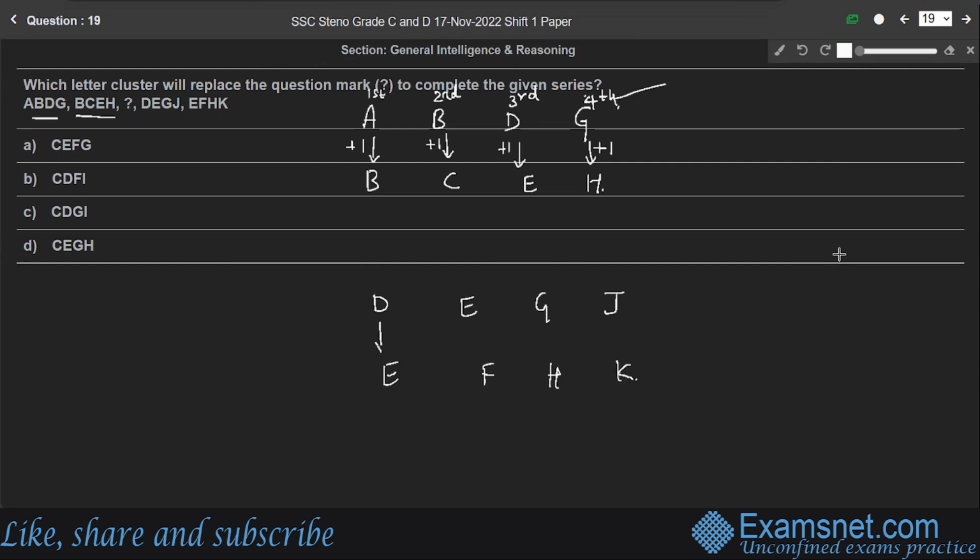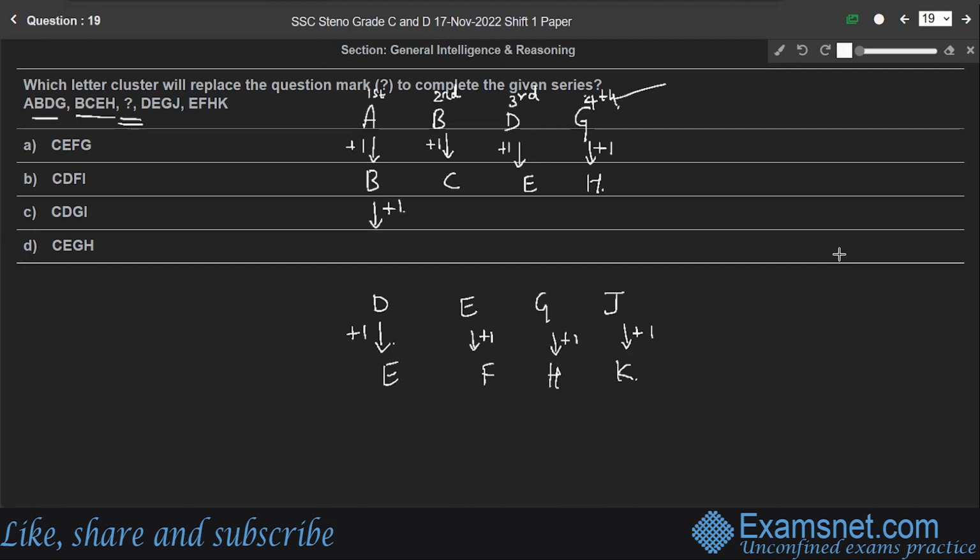Right? So here, after D, E comes, D plus 1 is E. After E, F comes, E plus 1 is F. G plus 1 is H. J plus 1 is K. We just have to write its next letter. So therefore, to find the third cluster, just add 1 to B.